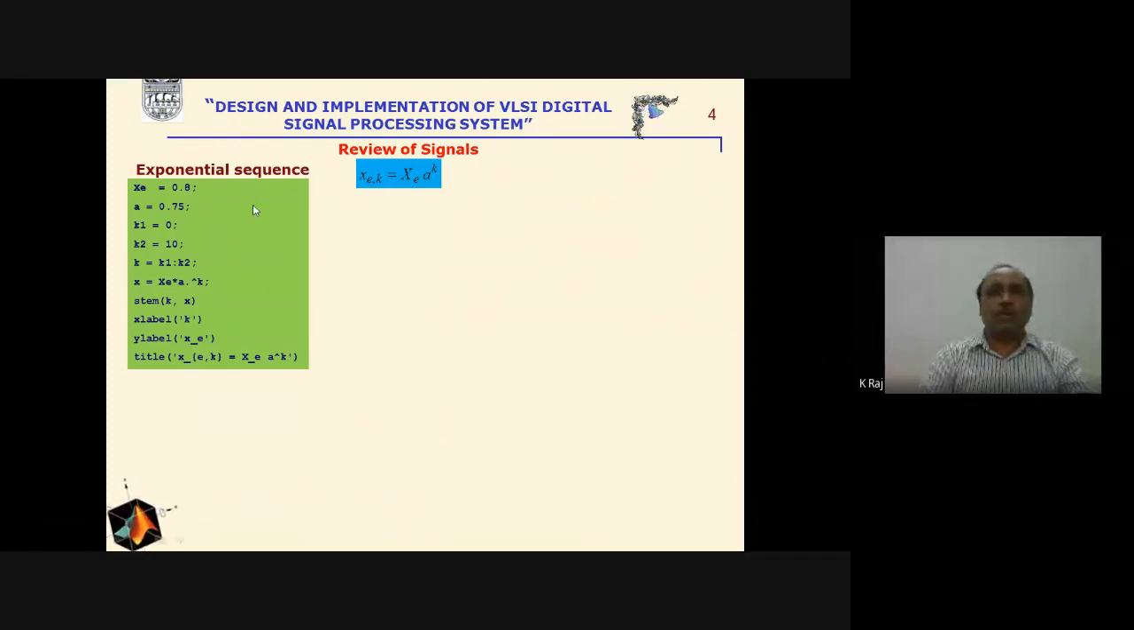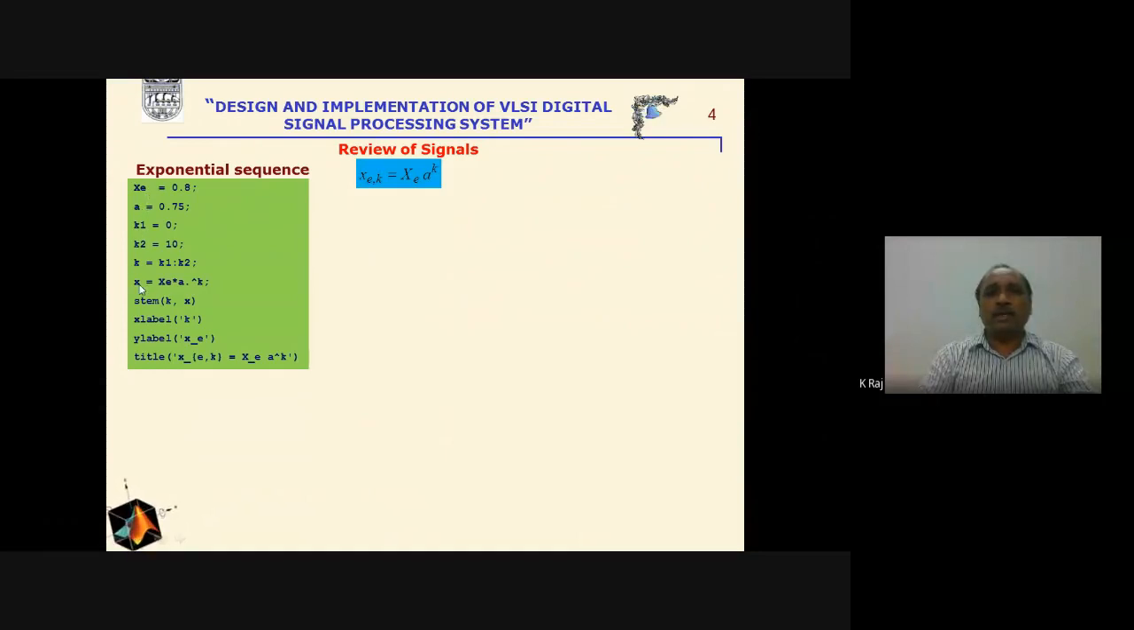Now see how the MATLAB code will be written. X_e we have defined, it is assigned 0.8, a is assigned 0.75, that is less than 1, and k has the values from k1 to k2, that is, this is the initial value and this is the final value, and there is no gap. When we consider it without any gap, by default it considers a step size of 1, or the gap is equal to 1 here. So k1 to k2, k1 is 0 and k2 is 10 here. So we have defined here the x_e, a and k.